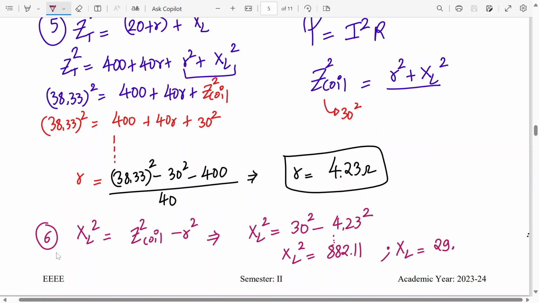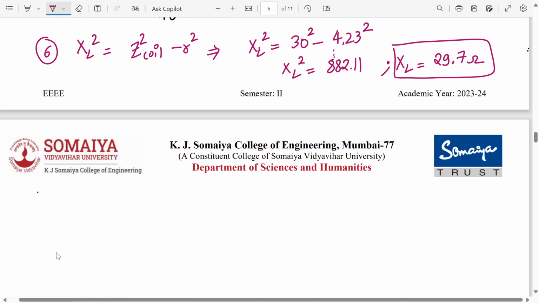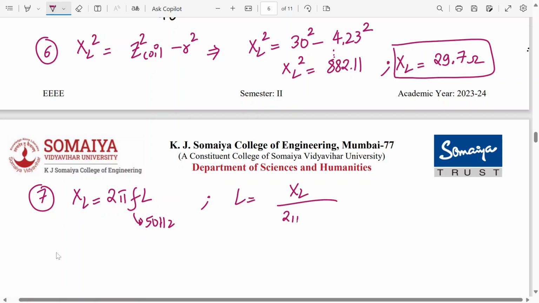How much did you get? पर अभी तक इंडक्टेंस नहीं मिला. How will you find inductance now? XL is 2 pi F, F is 50 hertz. So L will be XL upon 2 pi F, right? 29.7 divided by 2 pi into 50. How much is L now?